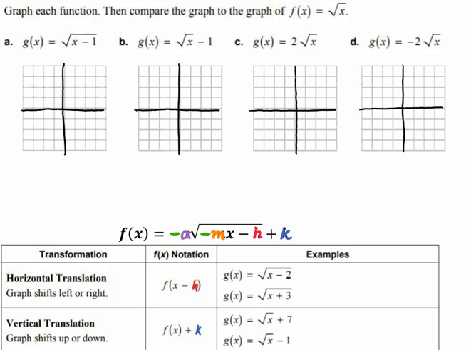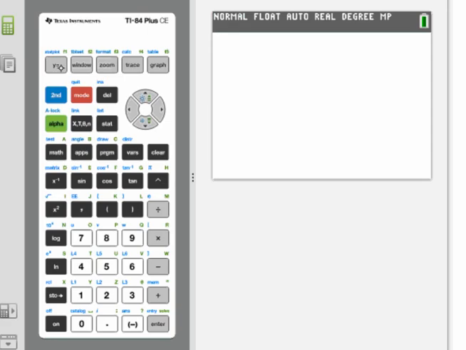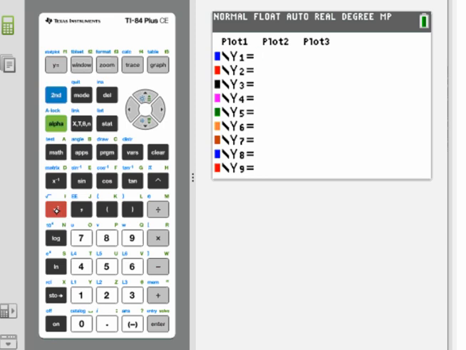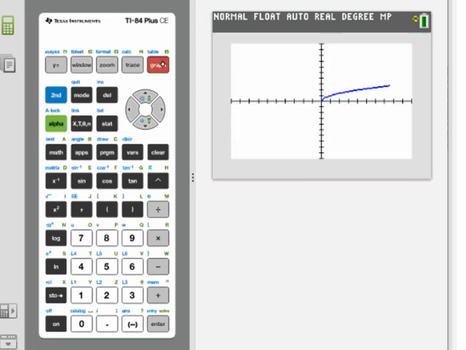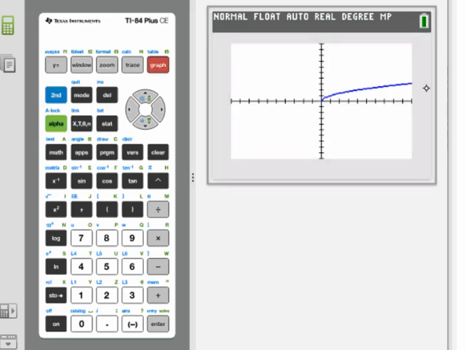In this video, we're going to go through graphing square root functions. So we're going to compare the graph that we're going to be graphing to f of x equals the square root of x, which is our parent function for a square root function. So let's go ahead and pull up our calculator so that we can graph. We're going to begin by graphing y equals the square root of x, which is our parent function. And we see that that's what our function looks like.